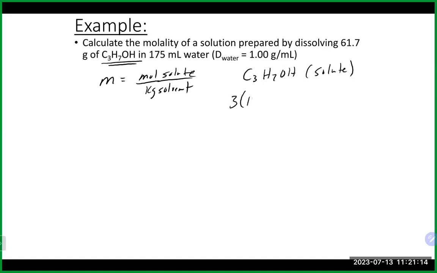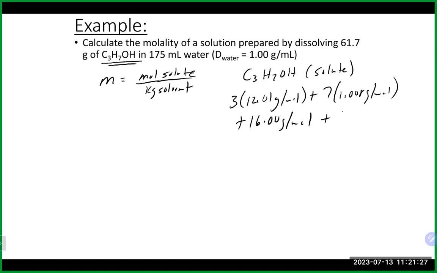And that would be 3 times 12.01 plus 7 times 1.008 plus a 16 and one more oxygen, hydrogen as well, 1.008. That gets us, we got here 3 times 12.01 plus 8 times 1.008 plus a 16. Looks like 60.09 grams per mole. So we'll use the molar mass and the mass of our solute to convert it into moles.